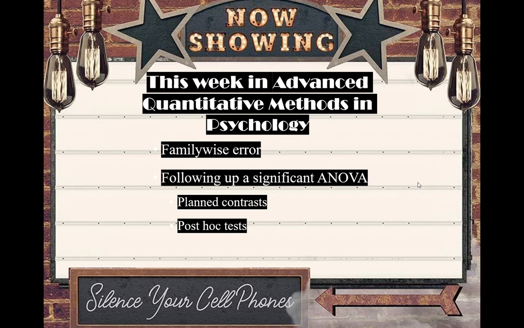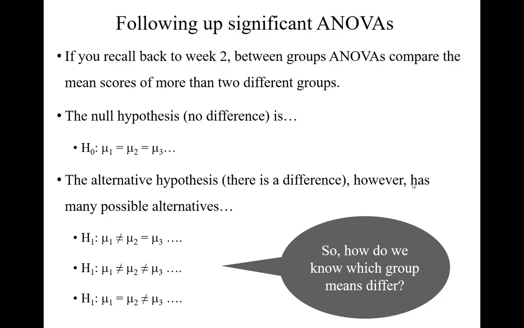So we have looked at familywise error very briefly in a previous week. This week we'll unpack that a little bit more, make sure that we know it's important to keep an eye out for. And then the rest of the lecture is going to be about following up the significant ANOVA. So there's two ways we're going to do that: planned contrasts and post hoc tests. You choose one or the other, you wouldn't do both. And we'll make sense of that all in a moment.